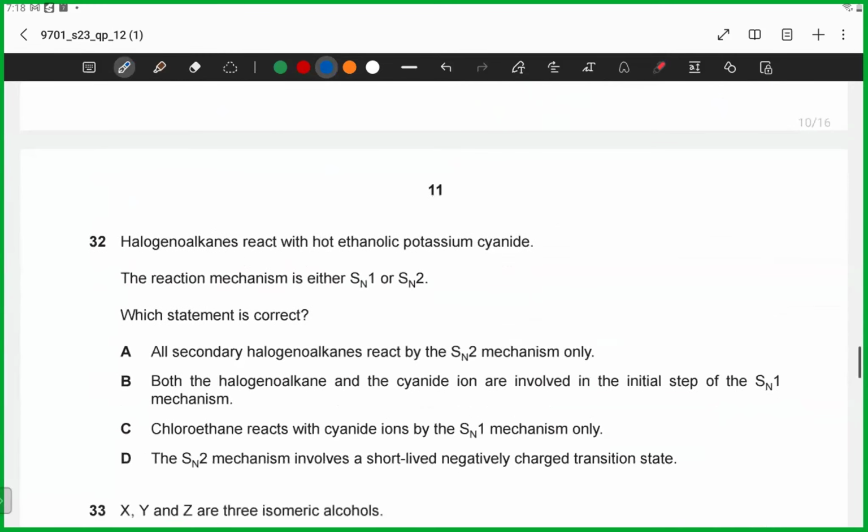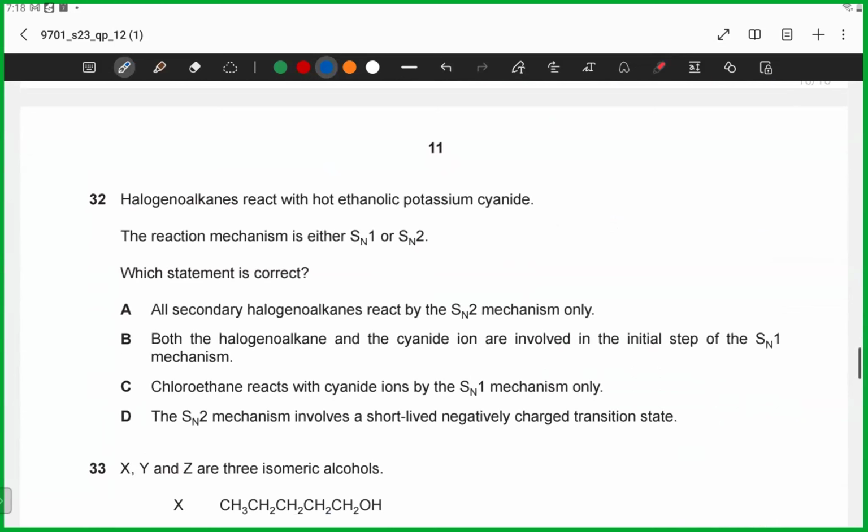अच्छा, अगला, halogenoalkanes react with ethanolic KCN and the reaction mechanism is either SN1 or SN2. SN1 किसका होता था? It was tertiary and SN2 was for primary, right? और उसमें होता क्या था कि which statement is correct? All secondary halogenoalkanes react by... secondary का पता ही नहीं होता. We don't know what mechanism they're going to follow. Both the halogenoalkanes and the CN ions are involved in the initial step of the SN1 mechanism. SN1 में क्या होता है? SN1 tertiary का होता है.